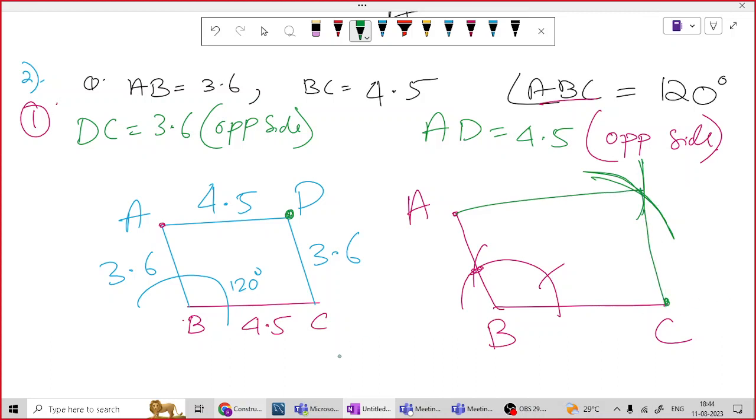Look, students, in construction, only for the base length you have to use the ruler. For any other length, you have to use the compass, not the protractor, the compass.